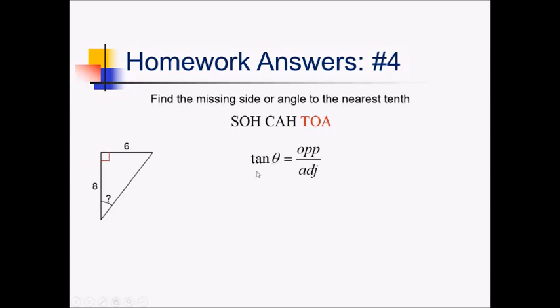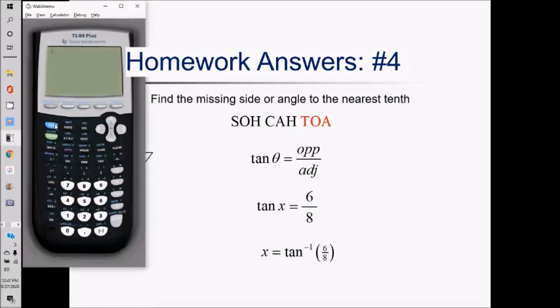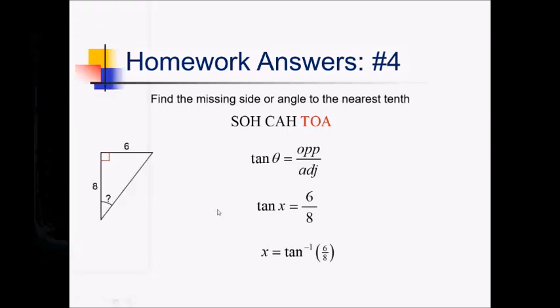So tan of my angle, which I'm going to just call x, equals opposite, that's this 6 side here, over the adjacent side, 8. And now to actually solve for my missing angle, I have to take the inverse tangent of 6 over 8, and I need the calculator for that. So we've got second tangent, and then we're going to do 6 divided by 8, enter, gives me 36.9, and that's in degrees if I round that off.